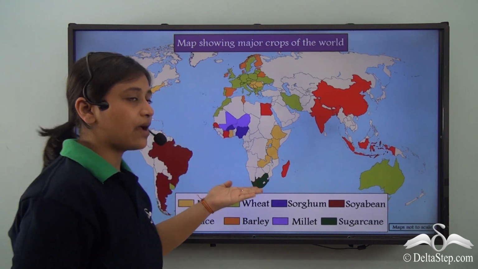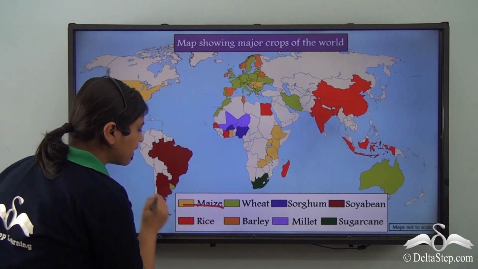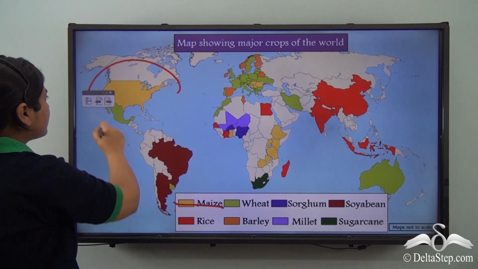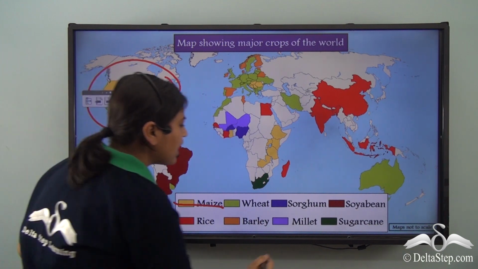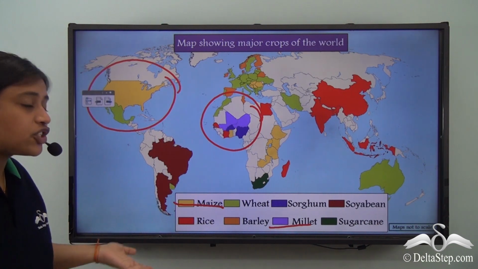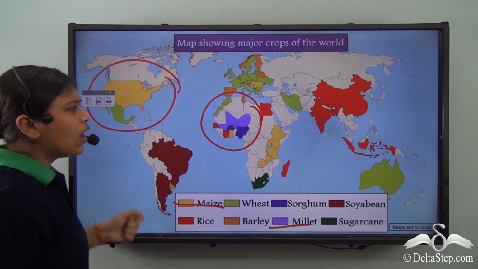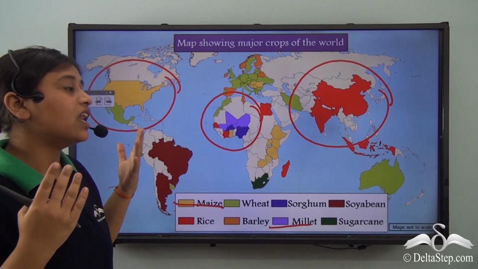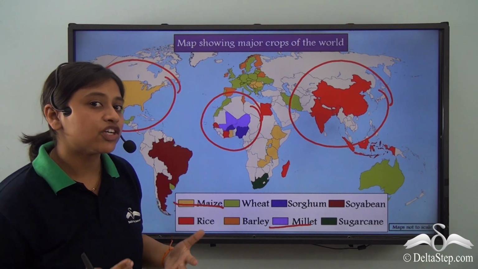So this is a world map showing the major crops of the world. Let's look at them. First here is maize. Maize colored in yellow in the legend shows that this part of North America grows maize in large quantities, while millet here in this region of Africa shows that there is a huge production of millet in this area and it is exported all over the world. While rice in China and India is grown in large quantities in these regions and it is exported. That's a major commercial crop.